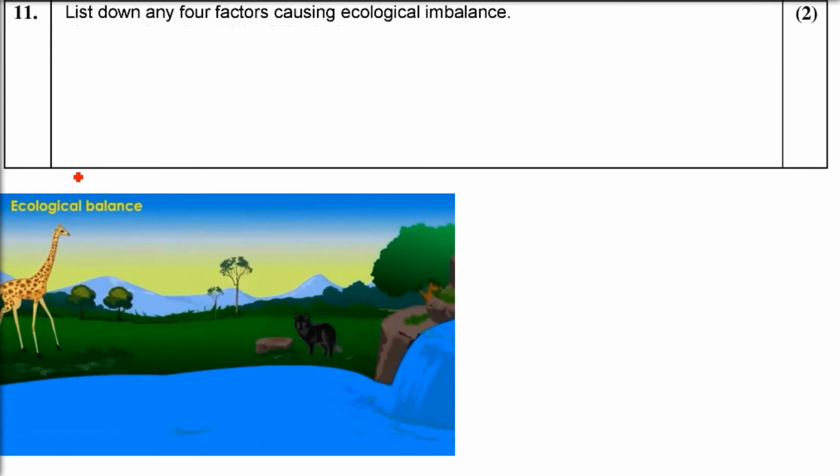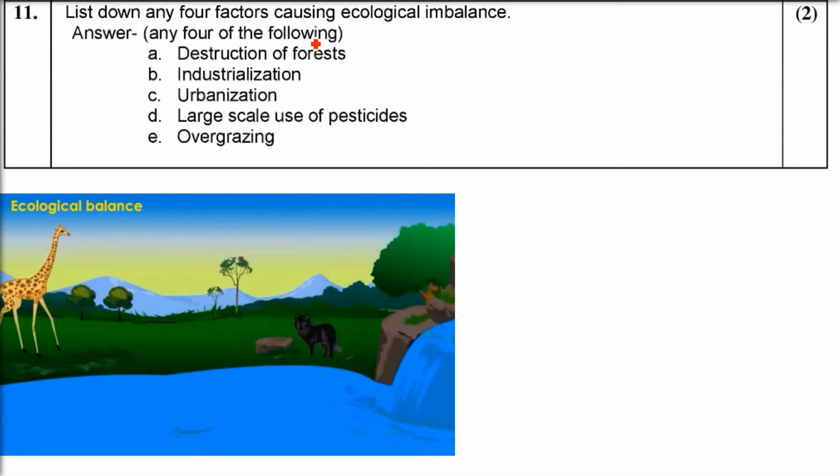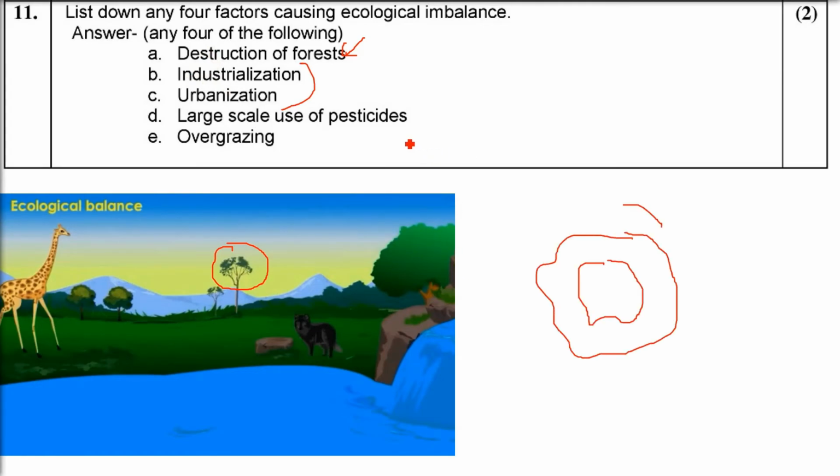List down any 4 factors causing ecological imbalance. See, ecology, ecological, environment, everything, biodiversity, all these are related words. Whatever we do is causing imbalance because we are not doing it intelligently, we are doing it ruthlessly. Like destruction of forests, cutting trees, industrialization and urbanization, they can be talked together. We are making these towns into cities, big cities, metro cities, mega cities. So we are creating concrete jungles, and these jungles are at the cost of land and the trees.